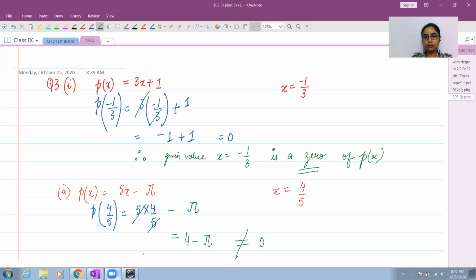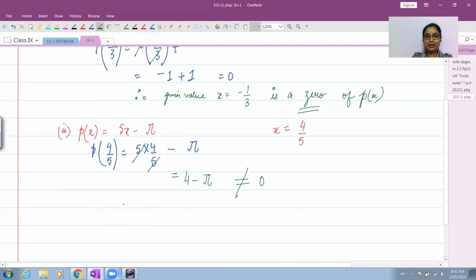And now you can write down the value that you had replaced in your polynomial. Therefore, x equals 4 by 5 is not a 0 of P(x). You might find questions later in the chapter where you have expressions containing pi. You are not going to use the value of pi, you will simply keep it as pi.